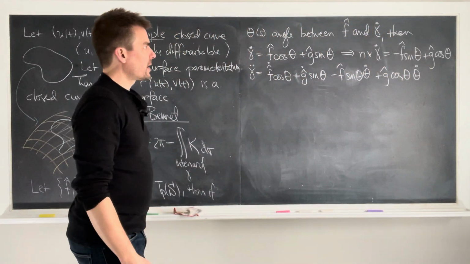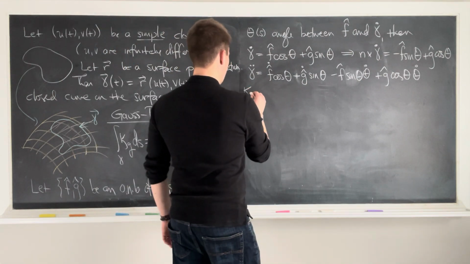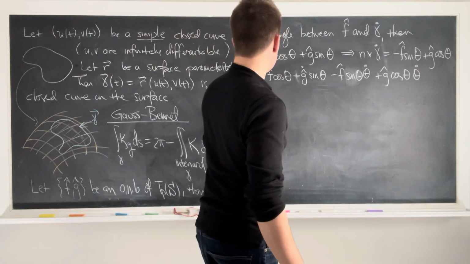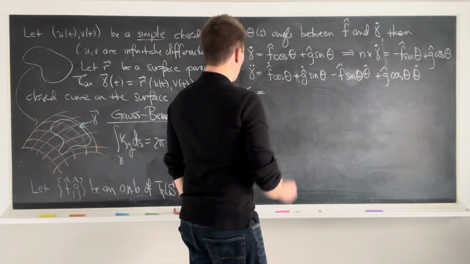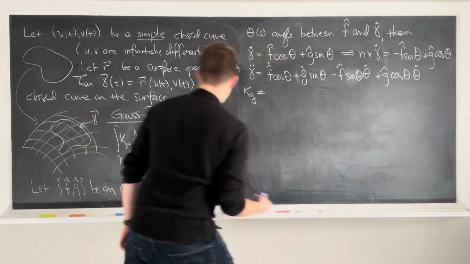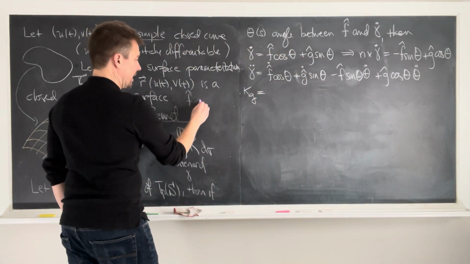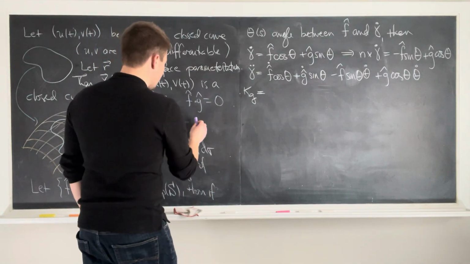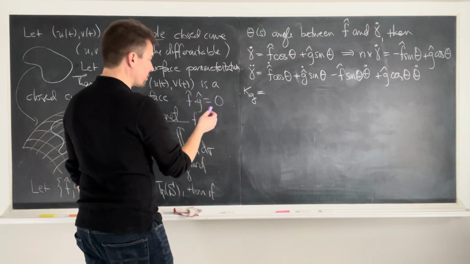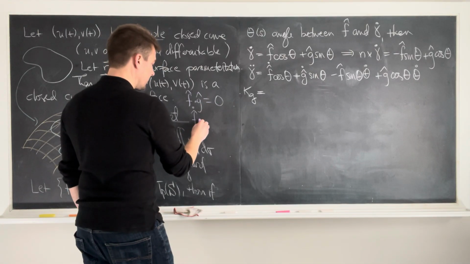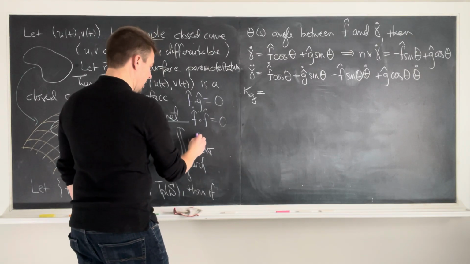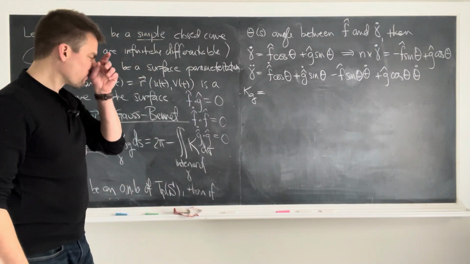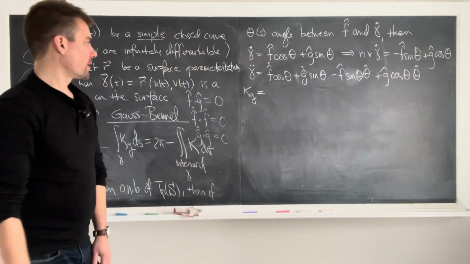Okay? So what's my kappa g going to be? So let's do it slowly. So my kappa g is going to be what? Well, let's do this over here. So now what do we know? So here's an elementary observation. I know that f hat dot g hat is equal to 0 because it's an orthonormal basis. And I also know any derivative of f hat dot f hat is equal to 0, and g hat dot g hat is also equal to 0 because they're unit vectors, right? Good. All right, so those are things that we're going to use in our calculation over here.